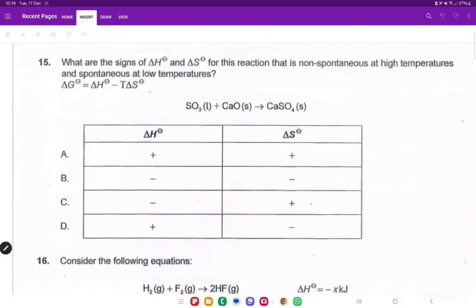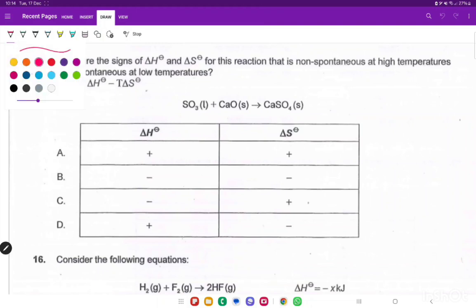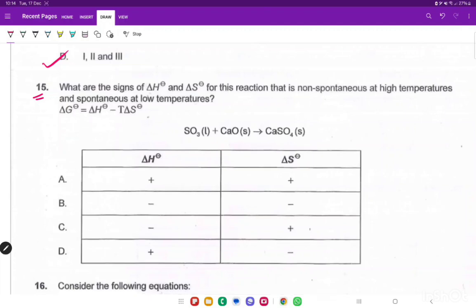Okay, now the next question is question 15, and this question is on thermochemistry. What are the signs of delta H and delta S, that is enthalpy and entropy, for the reaction that is non-spontaneous at high temperature? This hint tells us that the reaction is exothermic in nature, because all exothermic reactions become non-spontaneous at high temperatures and spontaneous at low temperature. For an exothermic reaction delta H is negative. So first I got delta H is negative. The answer could be B or C.